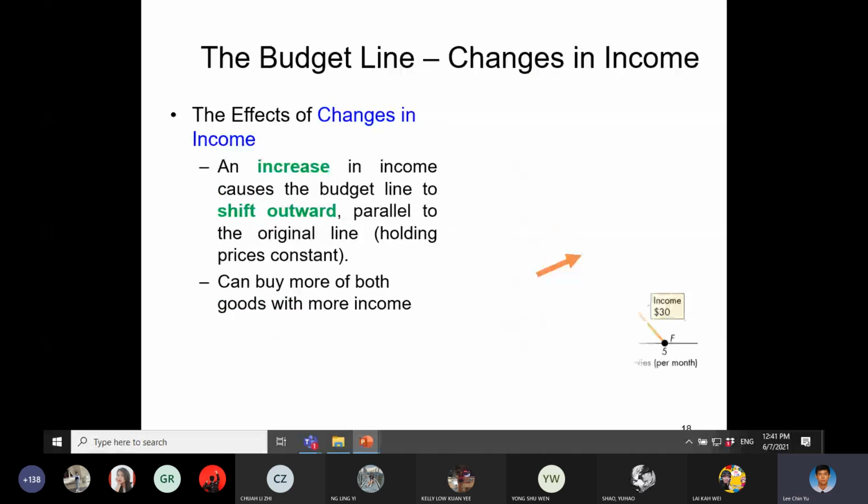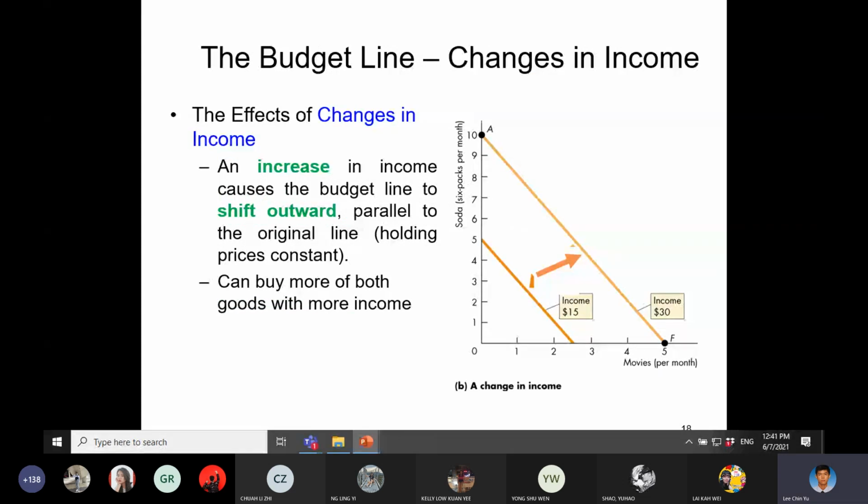Now, what if the income changes? Just now we said our income is 100. What if we have more income? If we have more income, your budget line will shift. We use the word shift, we don't use rotate. We use the word shift outward. For example, let's say our income initially is 15. Now it becomes double, let's say 30, meaning that your ability to buy soda and also movie will be increasing.